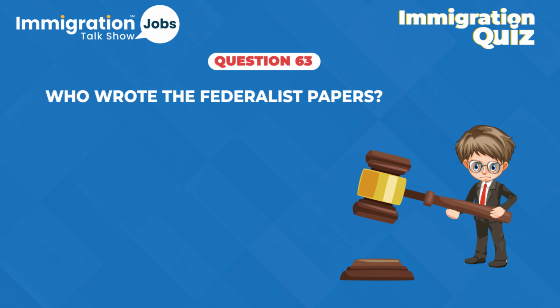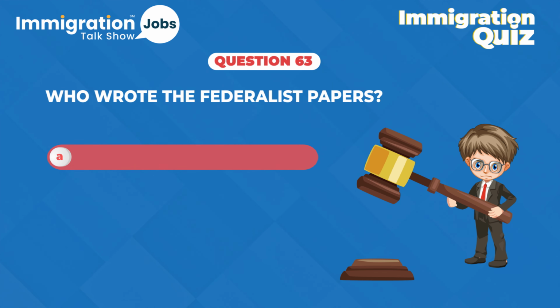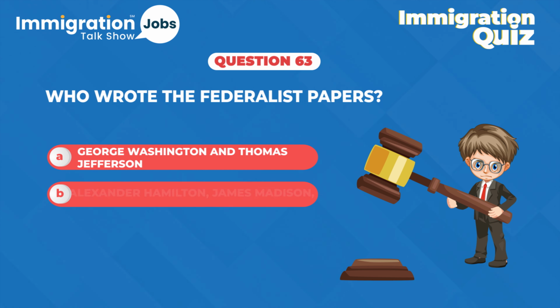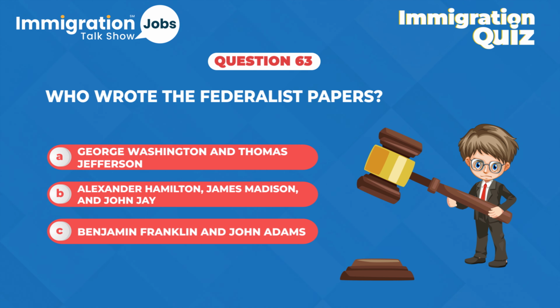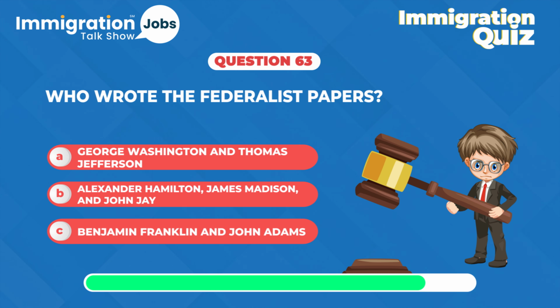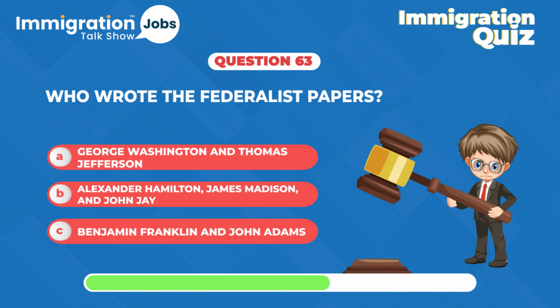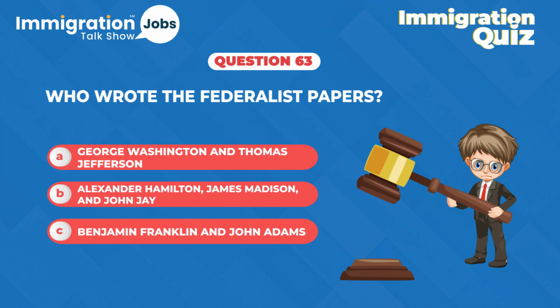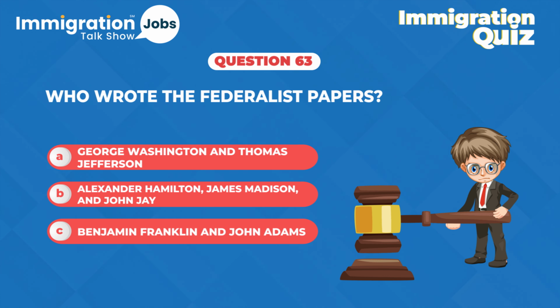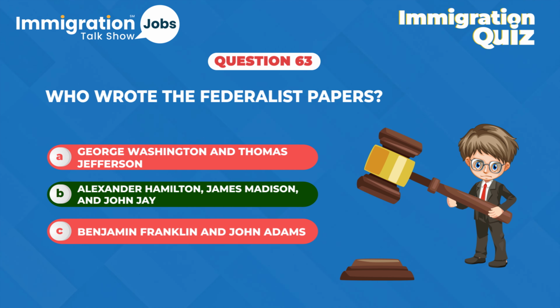Who wrote the Federalist Papers? Option A, George Washington and Thomas Jefferson. Option B, Alexander Hamilton, James Madison and John Jay. Or option C, Benjamin Franklin and John Adams. And the correct answer is option B, Alexander Hamilton, James Madison and John Jay.